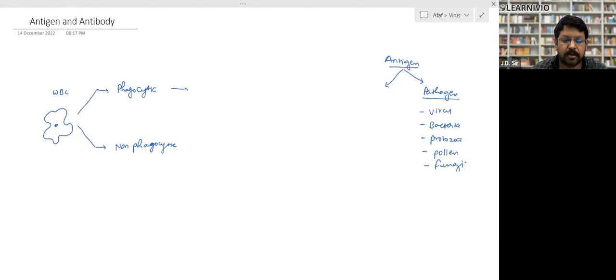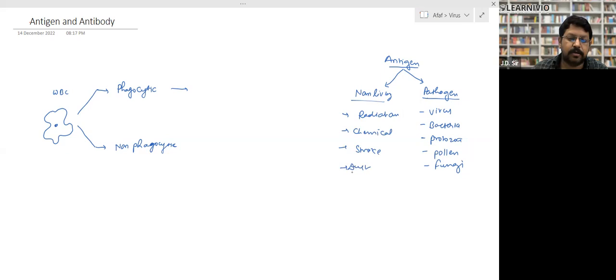They all are pathogens, and there are certain non-living antigens. What can they be? They may be radiation. They may be certain chemicals. They may be smoke. They may be dust. Right. So these are the antigens.